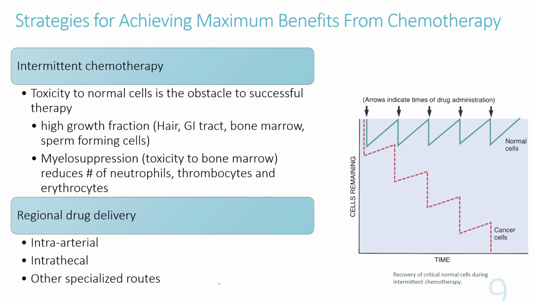So, having gone through the adverse effects and the obstacles associated with chemotherapy, how do we develop a strategy to maximize the beneficial effects from chemotherapy? One of the strategies is intermittent chemotherapy. Intermittent chemotherapy means that you don't give it all the time, you don't give it consistently. You give it at certain times, and there are times where there's no chemotherapy being given, right?